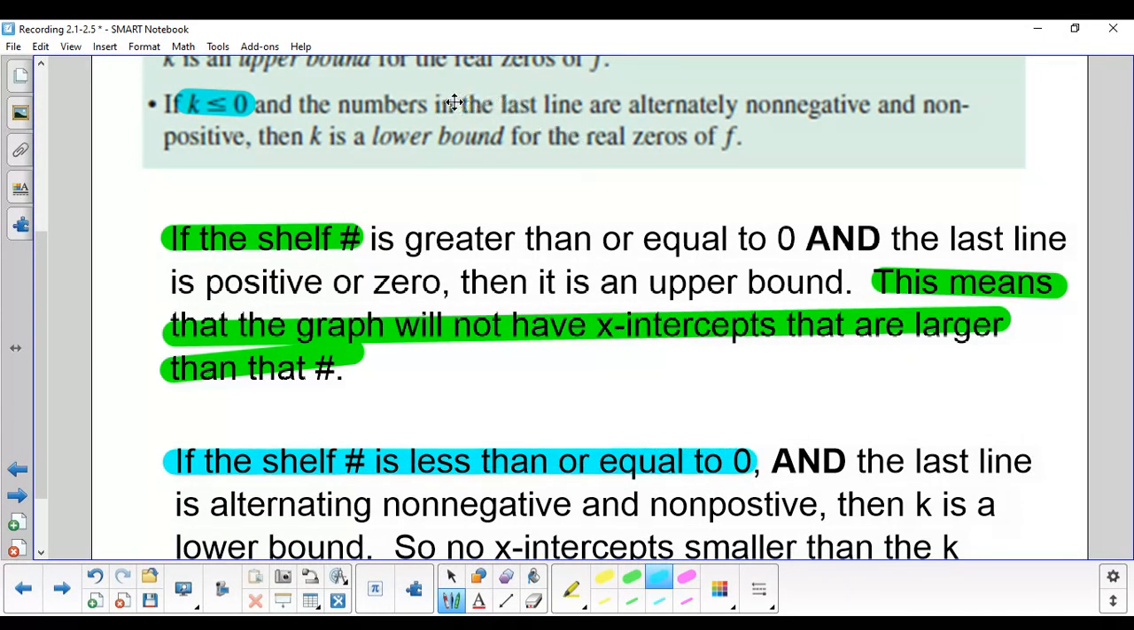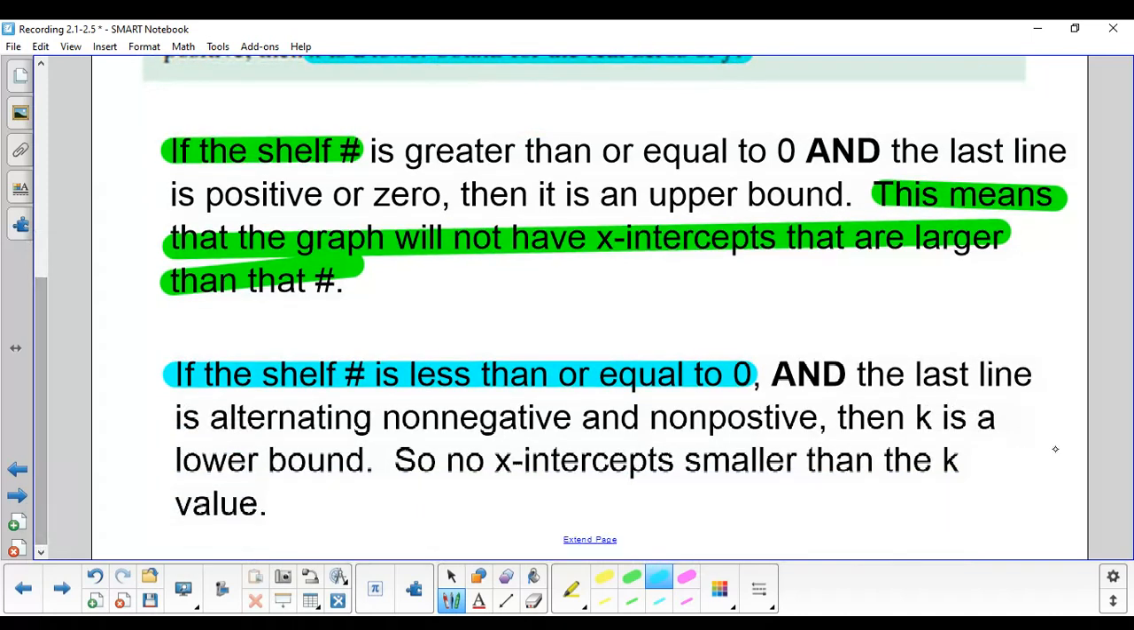It would be a lower bound test. And with a lower bound test, the last line needs to alternate negative and positive. So non-negative and non-positive, or negative, positive, negative, positive. If this happens, we say that k is a lower bound. And just like with the upper bound, what this means is there would be no x-intercepts that would be smaller than that k value.